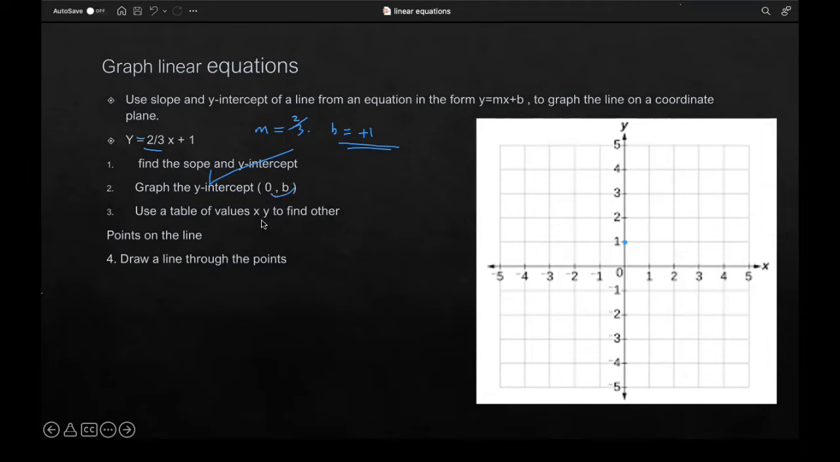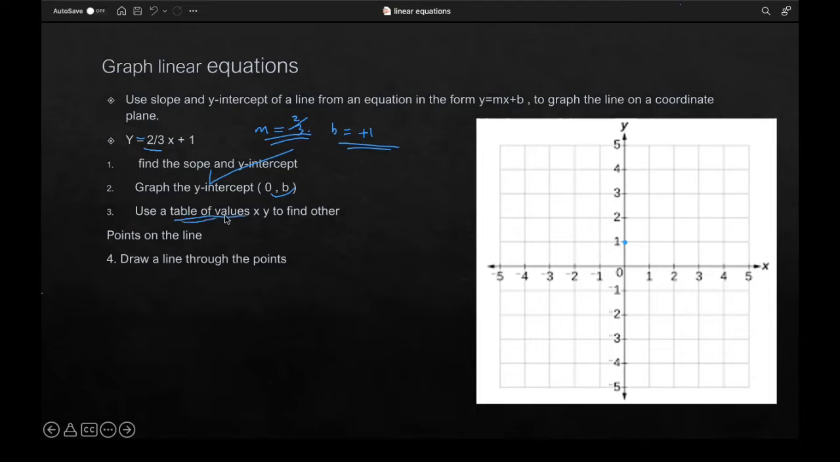Use a table of values x and y to find other points on the line. Now this is simple and to the point. So now we have an idea of how the line should be, because we have the gradient. It looks positive, right? It's going upwards. Now this is the idea that I should have about the line. However, I am not sure if it's going to be downwards or upwards. So we need to check. And we do this by using a table of values.